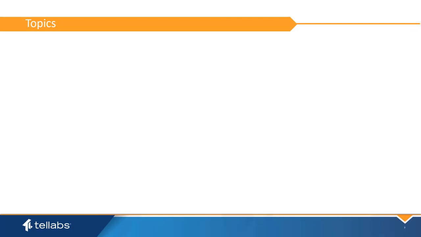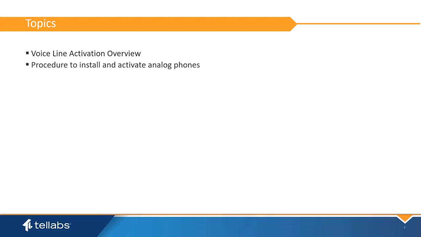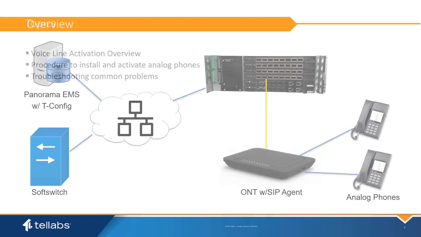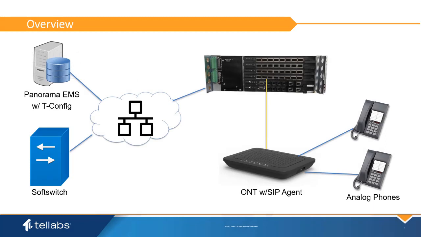The topics covered in this video will be an overview of the analog voice line activation process, the procedure to install and activate analog phone lines, and some troubleshooting practices for common analog phone problems. To activate the analog phone line in an optical LAN system, properties of the ONT will need to be provisioned for Softswitch interaction. Then the phone lines will need to be assigned a service profile and a call features profile.